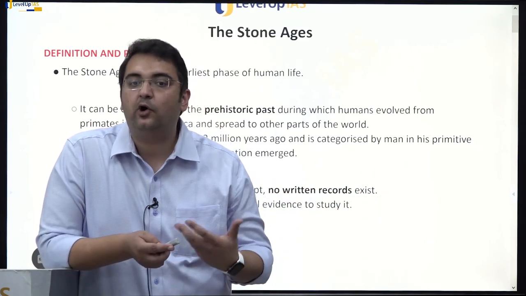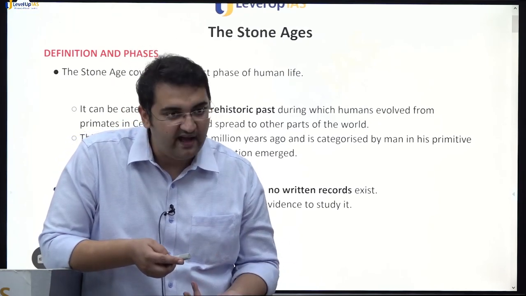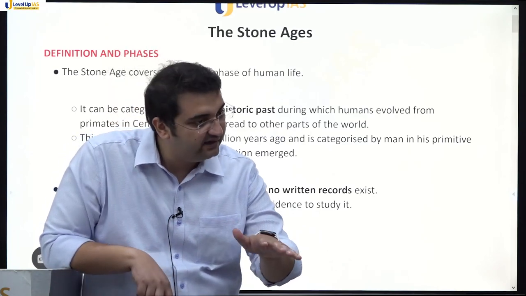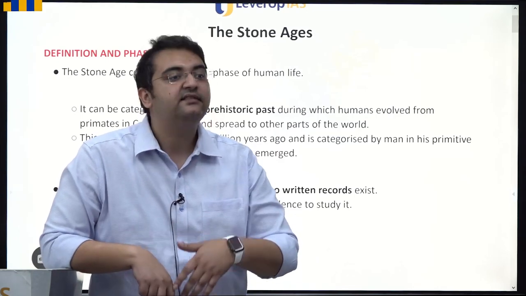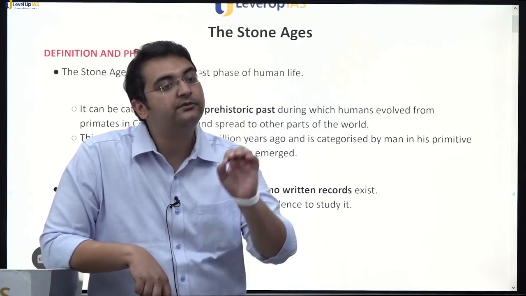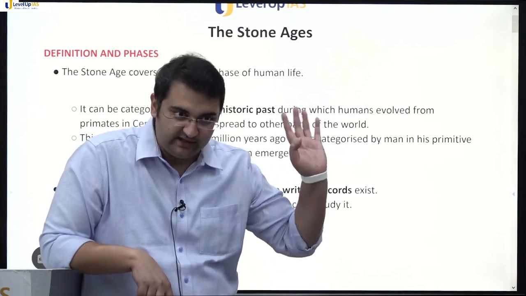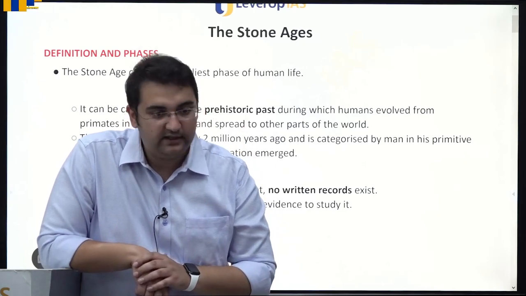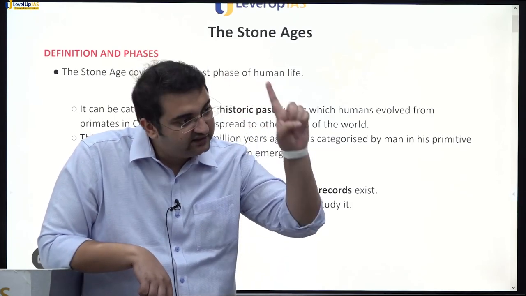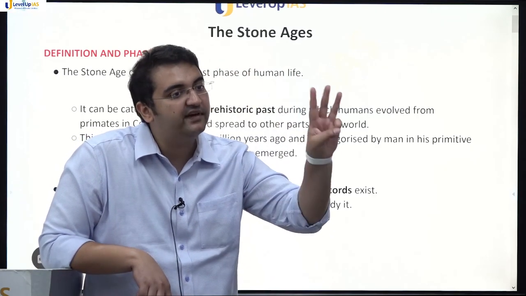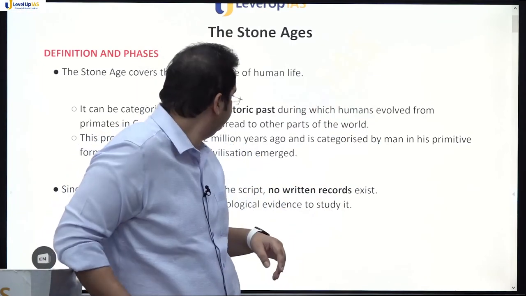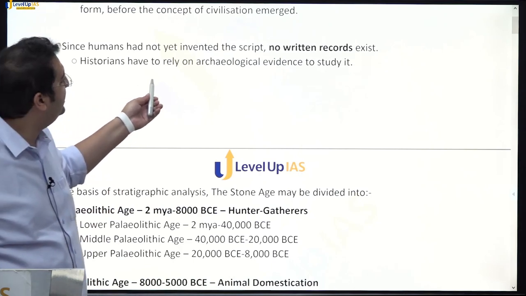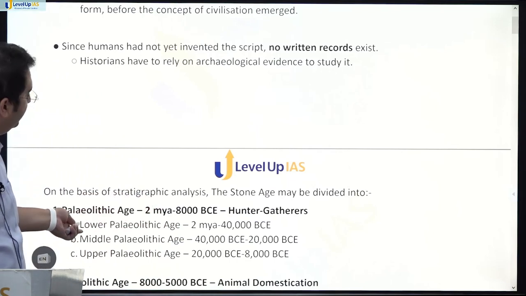Then all civilizations also have another characteristic, that they are scientifically and materially advanced, that life has attained a stage where human beings are not completely dependent upon their surroundings for survival. They have the ability to manipulate their surroundings in a manner that is sufficient to ensure their survival and overcome certain calamities which otherwise would have resulted in their destruction. Okay? And the third basic requirement of civilization, the element of urbanization should always be present. So, these three requirements are: the presence of a script, the presence of an urban culture, and the presence of a scientific and material advancement. Is this clear? Since human beings had not yet invented the script, no written records exist and historians have to rely on archaeological evidence only to study it. So this is something we have already discussed.